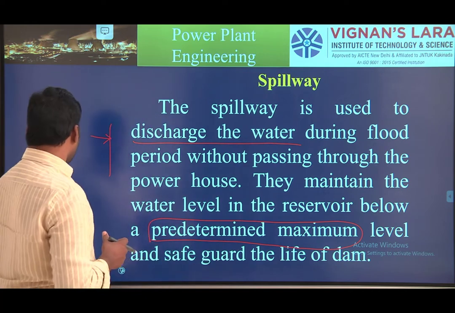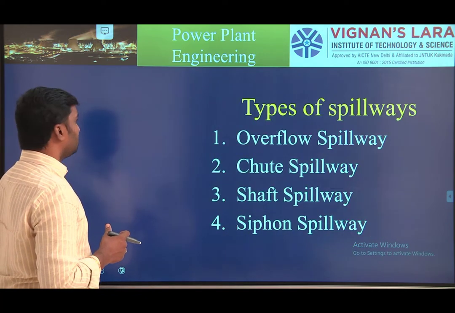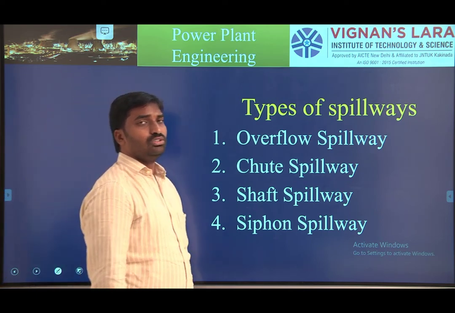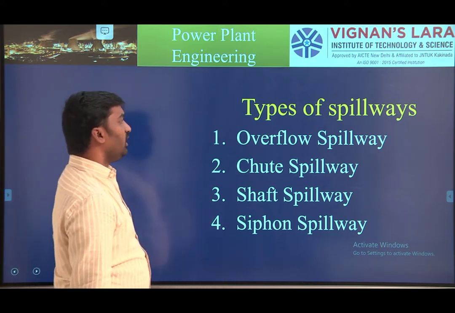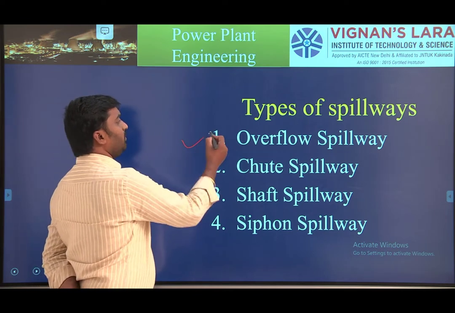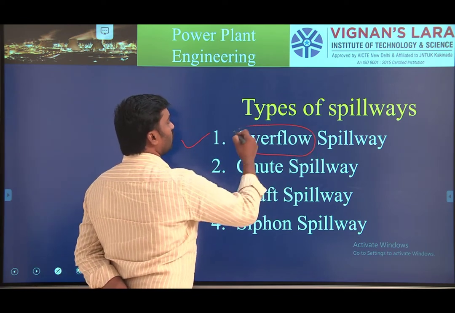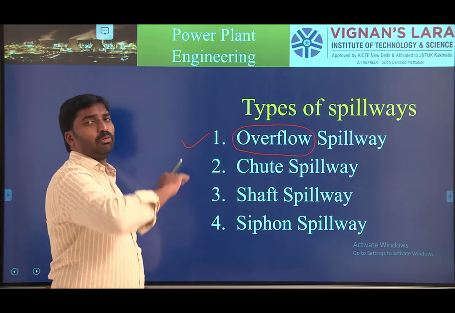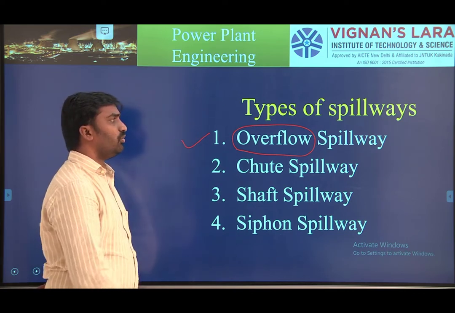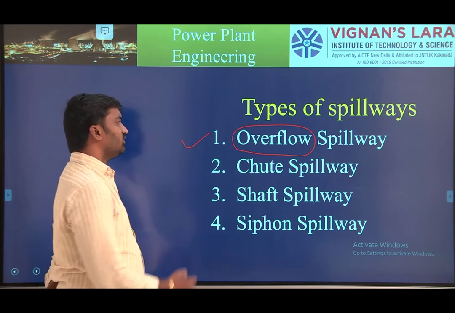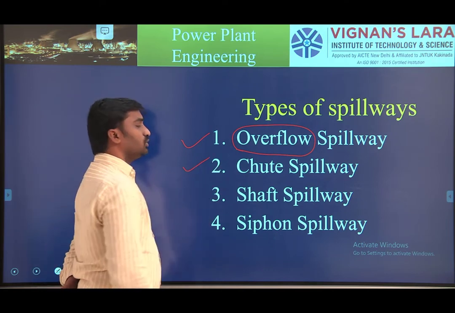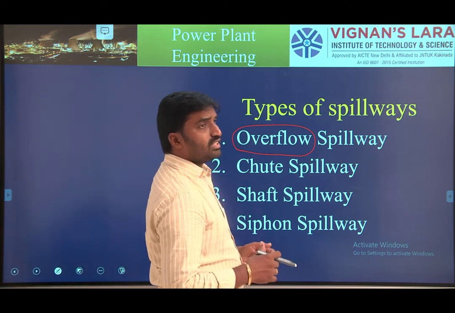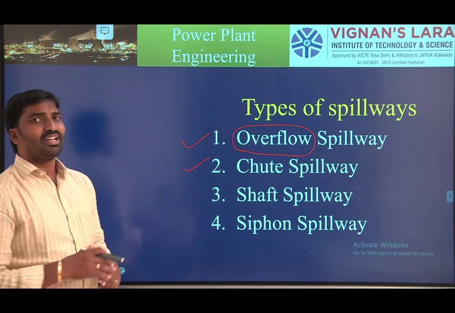Mainly we have four types of spillways. The first one is the overflow spillway. As the name indicates, when the water is in excess, it automatically flows over the top of the dam. That is known as the overflow spillway. The next one is the chute spillway.